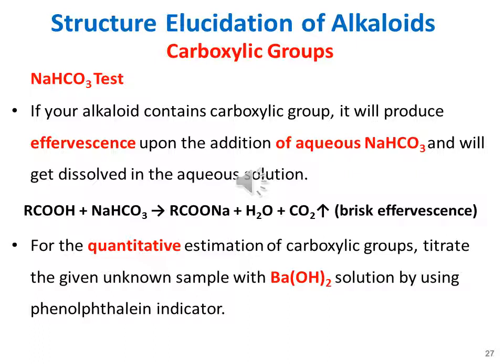If your alkaloid contains carboxylic group, it will produce effervescence upon the addition of aqueous sodium bicarbonate solution and will get dissolved in the aqueous solution of sodium bicarbonate. So this is a confirmatory test for the presence of carboxylic functional group. For the quantitative estimation of carboxylic group, titrate the given unknown sample of alkaloid with barium hydroxide solution by using phenolphthalein indicator. It will give you the quantity of the carboxylic functional group present in your alkaloid sample.